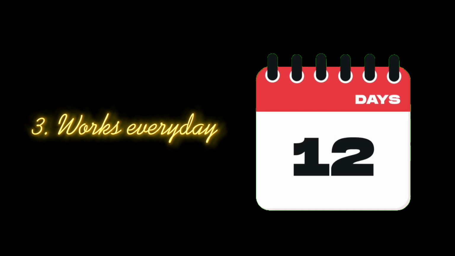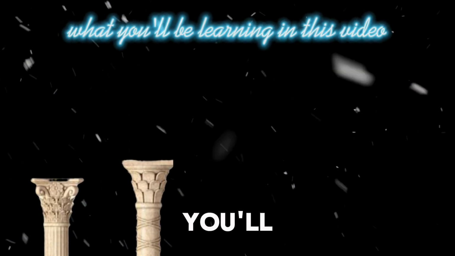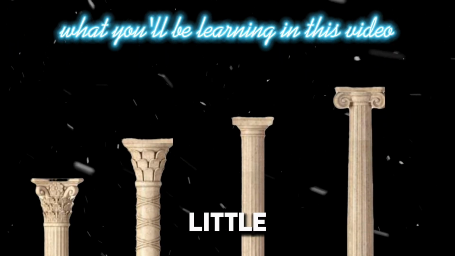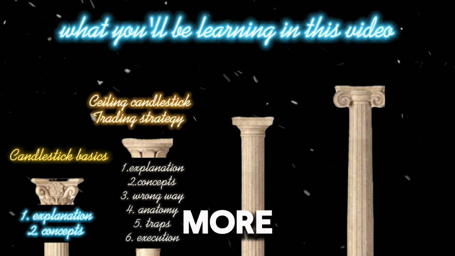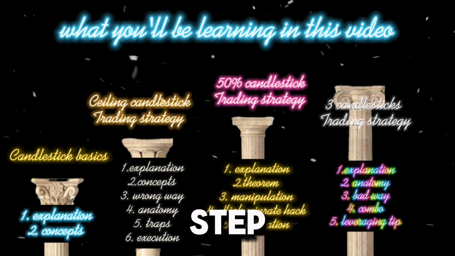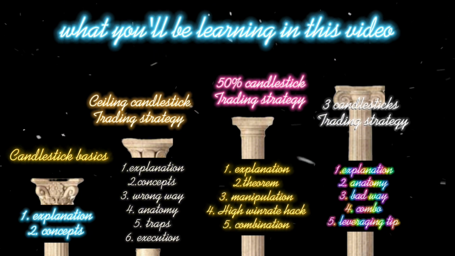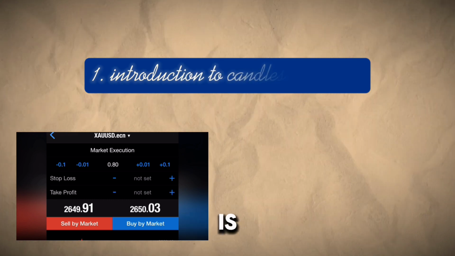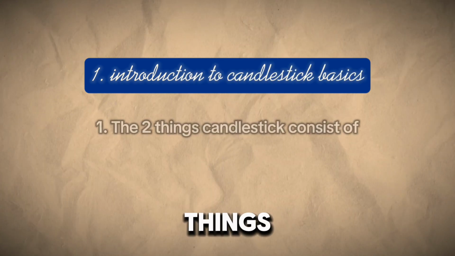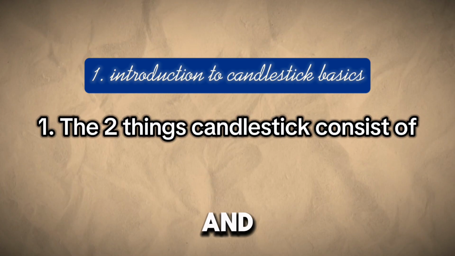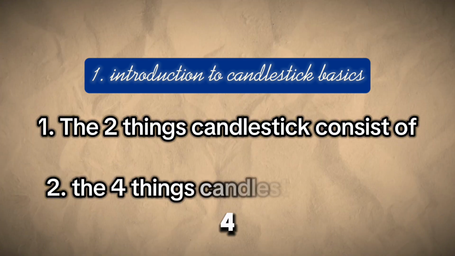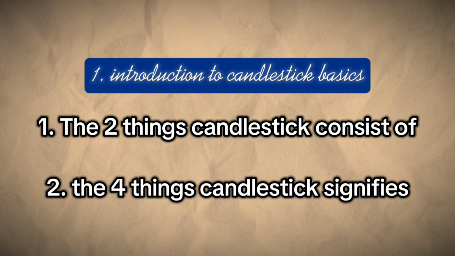All in all, in this video, you'll be learning how to go from just getting little profits to getting 100x more just by changing some things in this step-by-step order. Starting from the basics, which is 1. The 2 things candlesticks consist of, and 2. The 4 things candlesticks signify.